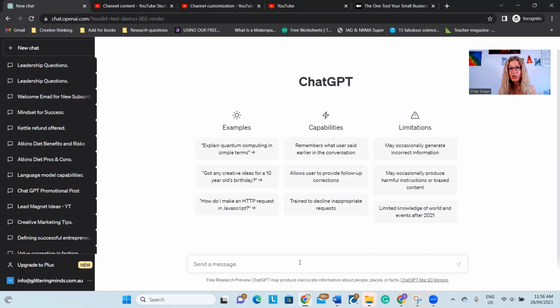If you don't have a ChatGPT account yet, it's easy to create one. Just go to chat.openai.com and create an account for you. It's free. I'll place a link to it in the description below so you can grab it from there.